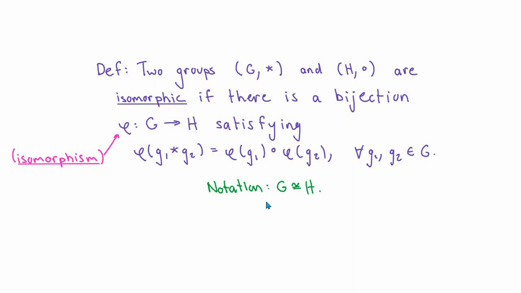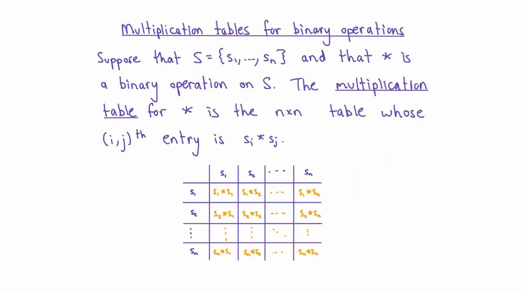Also, the notation that you see here is a common notation for denoting that two groups are isomorphic to one another. Next, I want to talk about something that will be useful for us for getting started here, and that is the multiplication table for a binary operation.